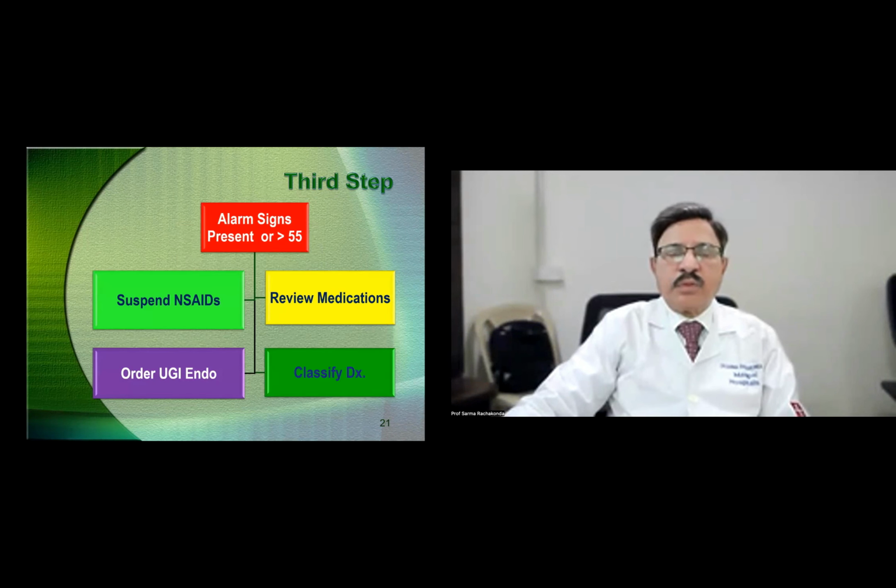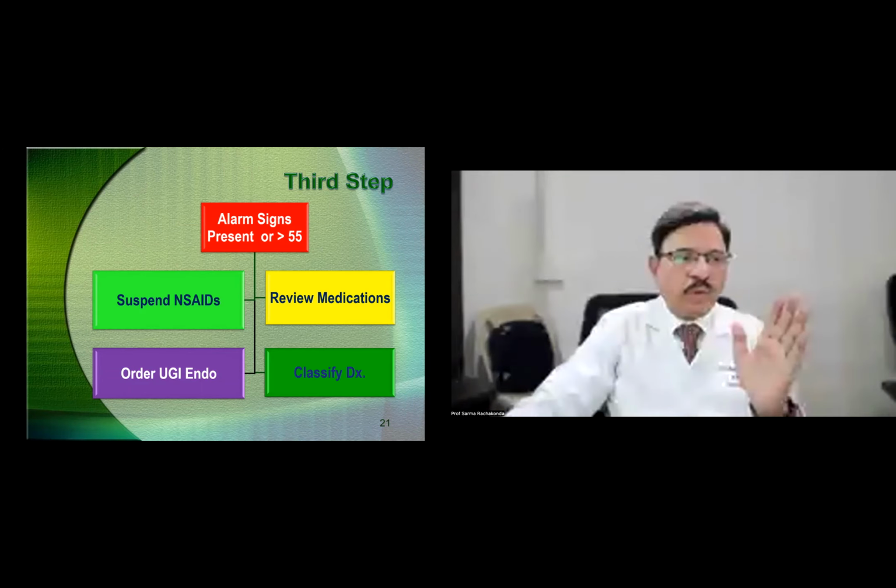Third step is, if the alarm signs are present, then suspend all NSAIDs. There are two qualifications for upper GI endoscopy. One, alarm signs, the other is more than 55. If he is more than 55 or has alarm signs, first thing you have to do is suspend NSAIDs. Review all medications and exclude the ulcerogenic medications. Then immediately order the upper GI endoscopy and classify the dyspepsia.